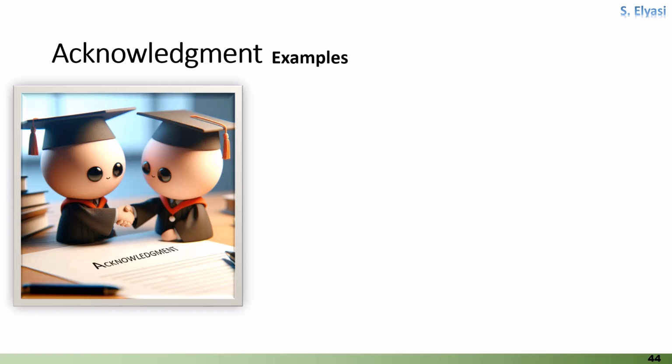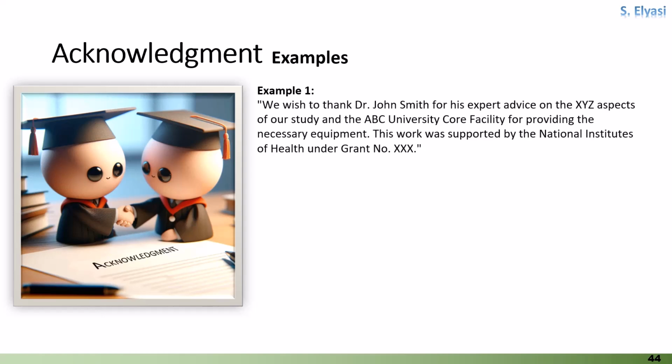Here are a few examples of well-crafted acknowledgments for scientific articles, each followed by an explanation of why they are effective. Example 1. "We wish to thank Dr. John Smith for his expert advice on the XYZ aspects of our study and the ABC University Core Facility for providing the necessary equipment. This work was supported by the National Institutes of Health under grant number XXXX."